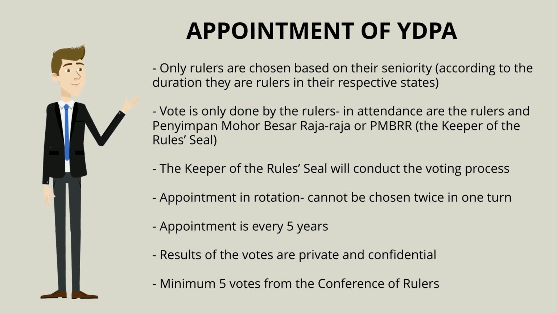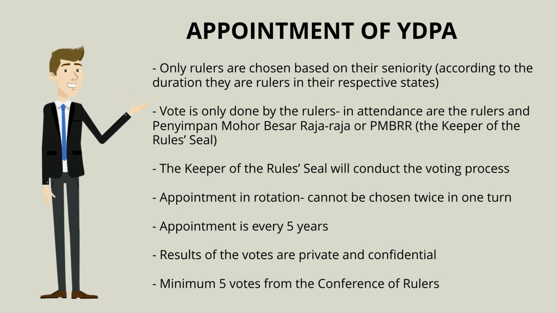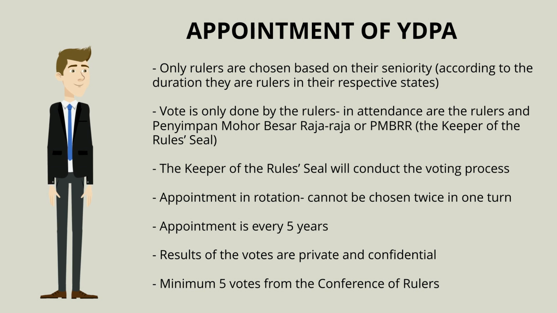Only rulers are chosen, based on their seniority according to the duration they have been rulers in the respective state. Vote is only done by the rulers. In attendance are the rulers and Penyimpan Mohor Besar Raja-Raja, or PMBRR, the keeper of the rulers' seal. The keeper of the rulers' seal will conduct the voting process.